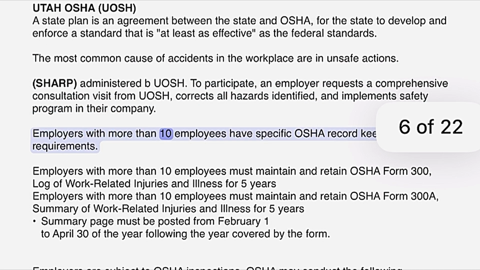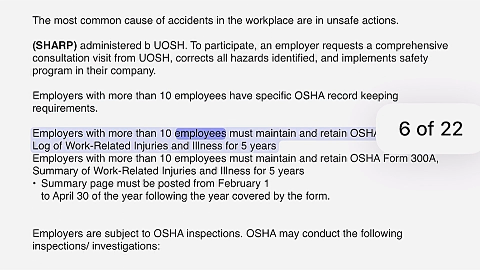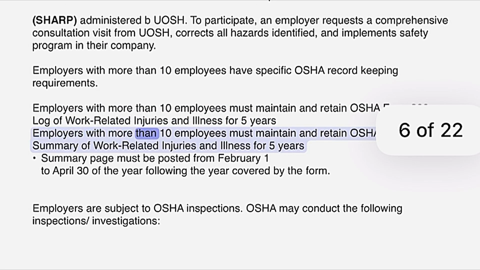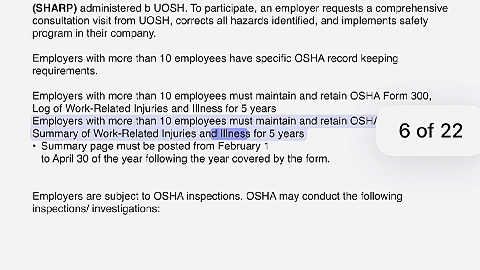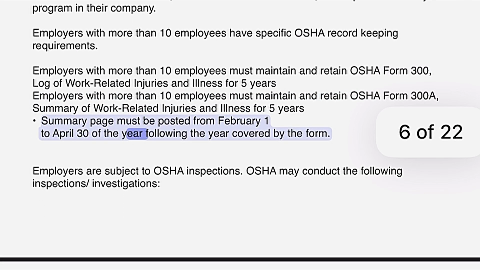Employers with more than 10 employees have specific OSHA record-keeping requirements. Employers with more than 10 employees must maintain and retain OSHA Form 300, log of work-related injuries and illness, for 5 years. They must also maintain and retain OSHA Form 300A, summary of work-related injuries and illness, for 5 years. The summary page must be posted from February 1st to April 30 of the year following the year covered by the form.